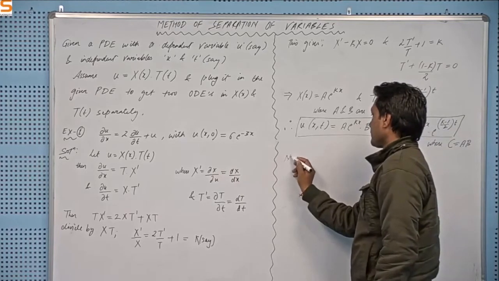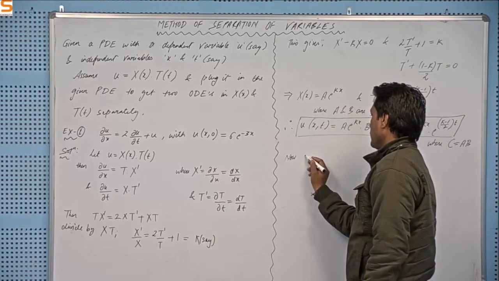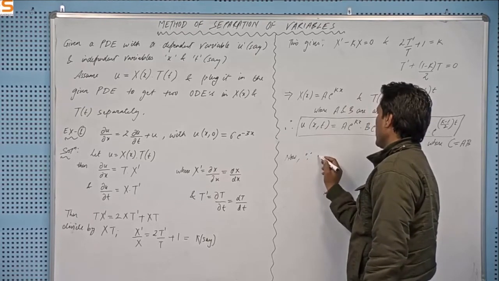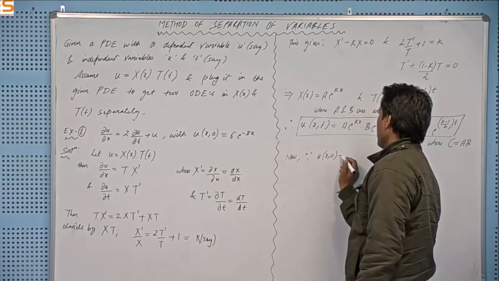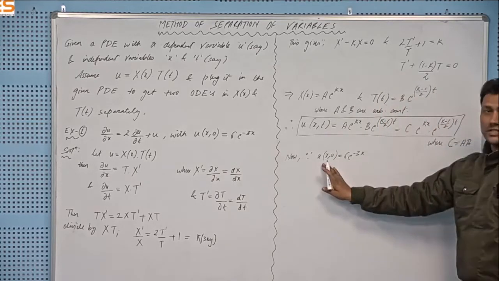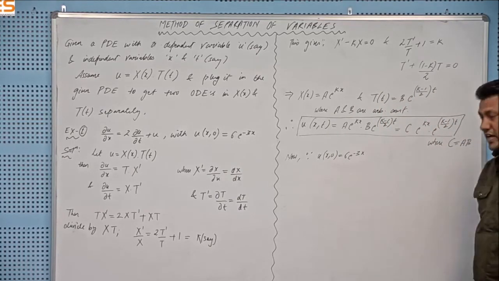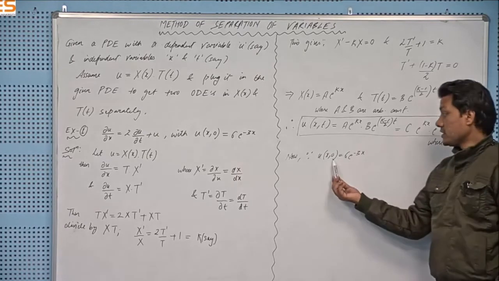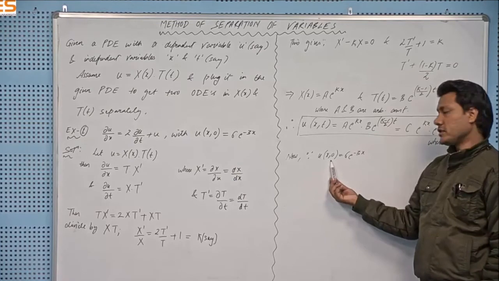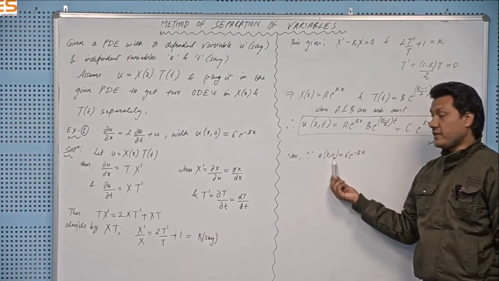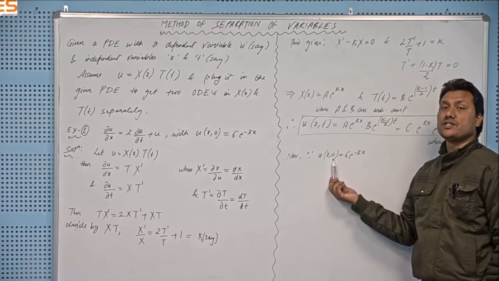Now use, since u(x, 0) is equal to 6 times e to the power minus 3x, right? Use this condition, the initial condition. Why am I calling it the initial condition? Because here t is equal to 0, and small t is generally denoted for time, right? And if time is 0, then that should be the initial condition.